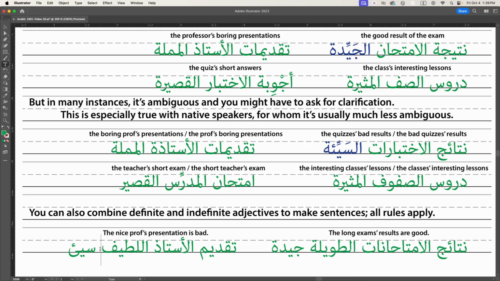It's bad because now we went from definite to indefinite and made it a sentence. And the word sayyi' for bad, when it doesn't have ta marbuta on the end, the hamza is going to sit atop a dotless letter ya. That's one of the funny hamza spelling rules. You'll pick these up as you go along.